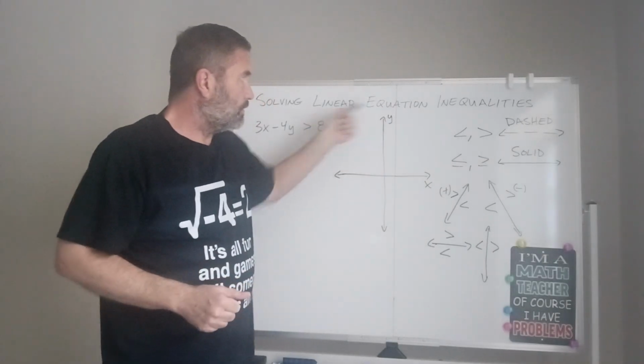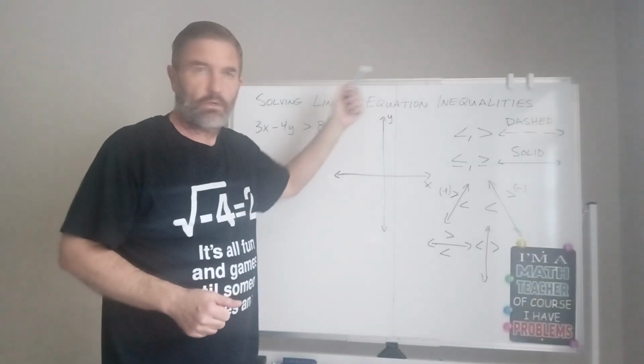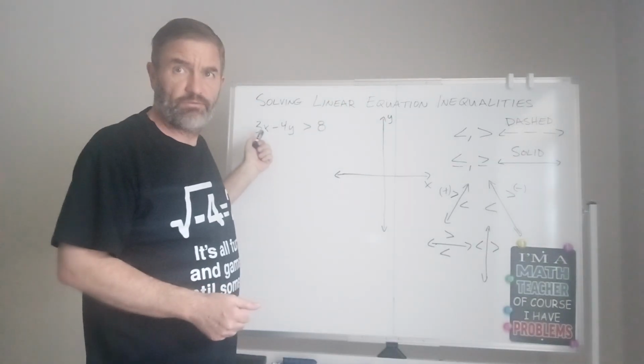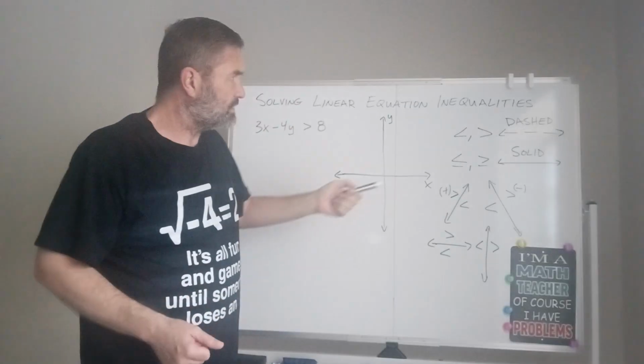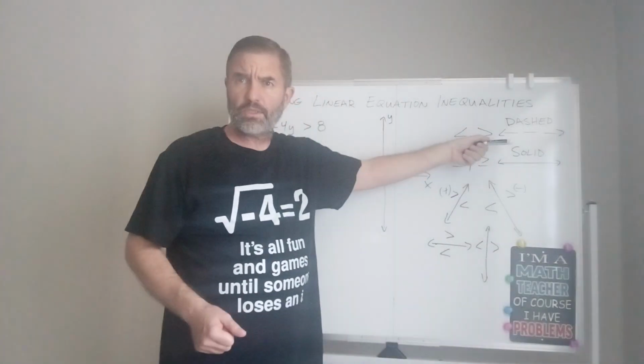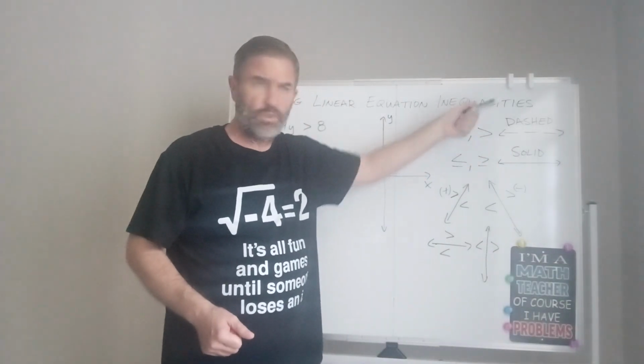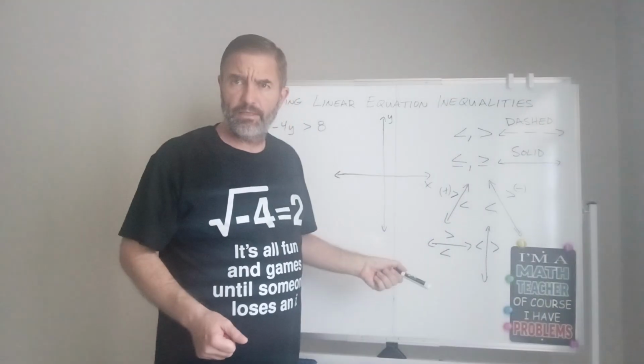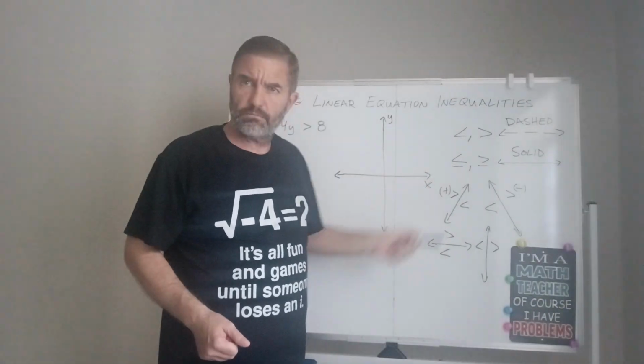So linear equation inequalities are no exception. We're going to just basically graph a line here with two differences. We're either going to have a dashed or solid line. You have to know when you do which one. And then we have to shade based off the slope of the line.